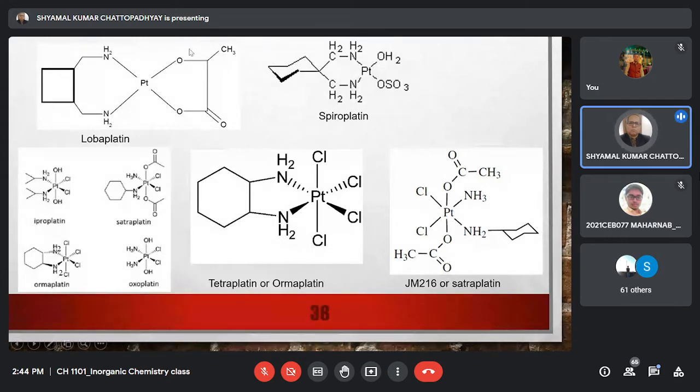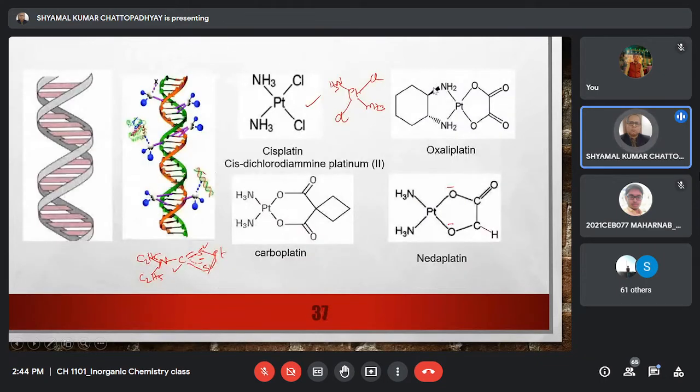It is called Lovaplatin, right? And finally, another platinum 2 complex which is used in anti-cancer chemotherapy is called Spiroplatin. Here we have again the cyclohexane moiety, and unlike the previous case where we have two amine groups directly bound to the 1 and 2 positions of cyclohexane.